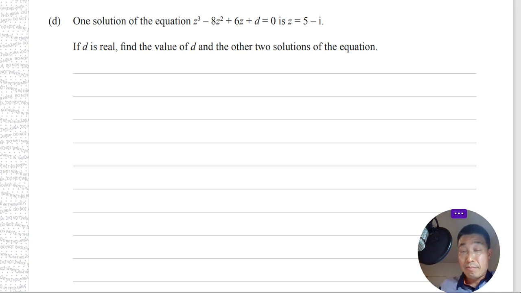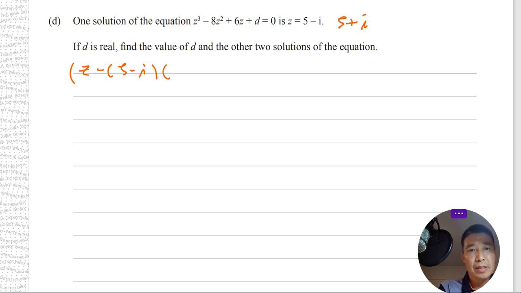Now, one solution is 5 minus i, then we know instantly 5 plus i is the other one, isn't it? So that we can form a quadratic equation. So that means (z minus 5 minus i) times (z minus 5 plus i) should be part of this equation. Okay, now we are going to expand this.